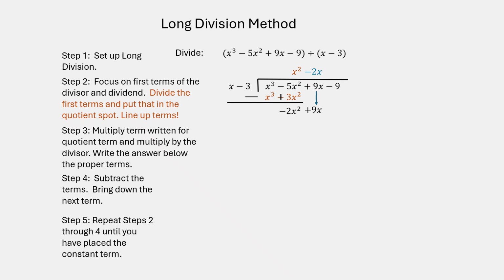Now, here's a hint. Since you're lining everything up, your next term in your quotient is going to have the same variable as what it is supposed to be lined up to. Okay, so we have a 9x here, so that meant above it you were going to put another x term. So that can help you move along quicker as well. So now take the minus 2x, multiply it by x minus 3. Minus 2x times x is a minus 2x squared. Minus 2x times a minus 3 is a plus 6x. So we got minus 2x squared plus 6x. And now what do we do? We subtract.